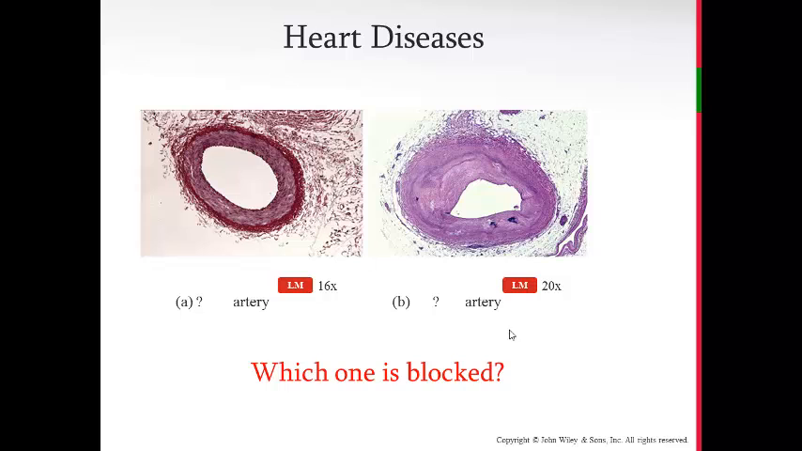Okay. And over here is a diagram of heart disease. Now, can you tell me, based on the look of this artery versus the look of this artery, which one looks blocked? All right, did you find it? This is your normal one, and this is the one with the buildup of plaque.